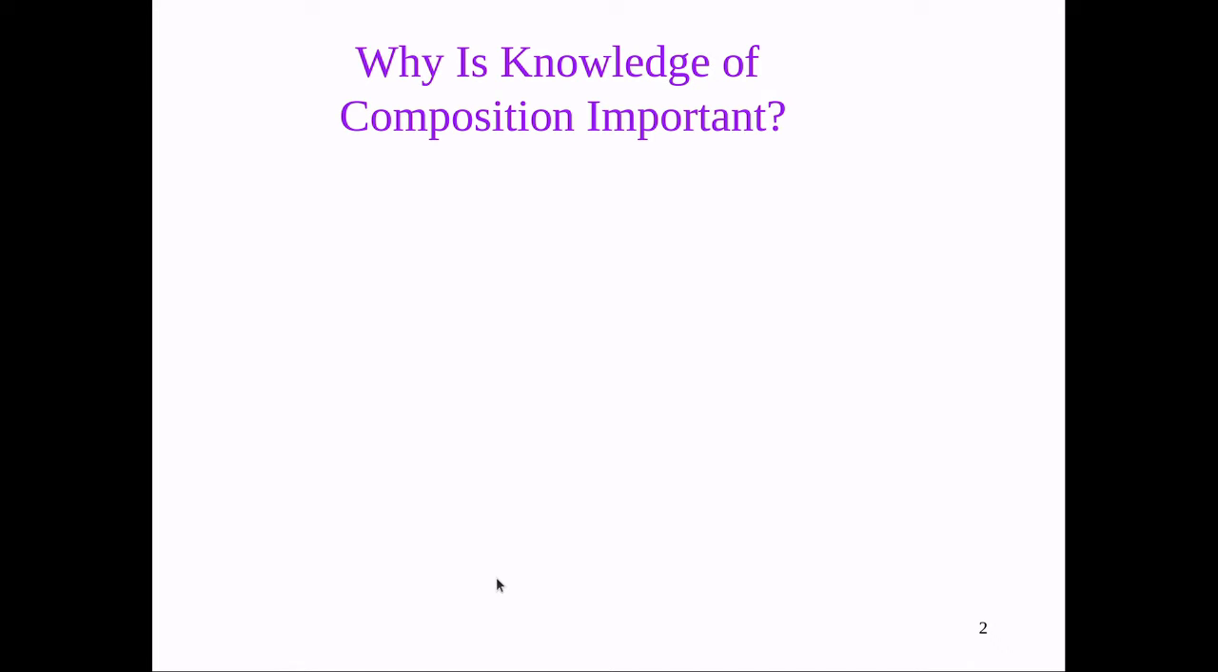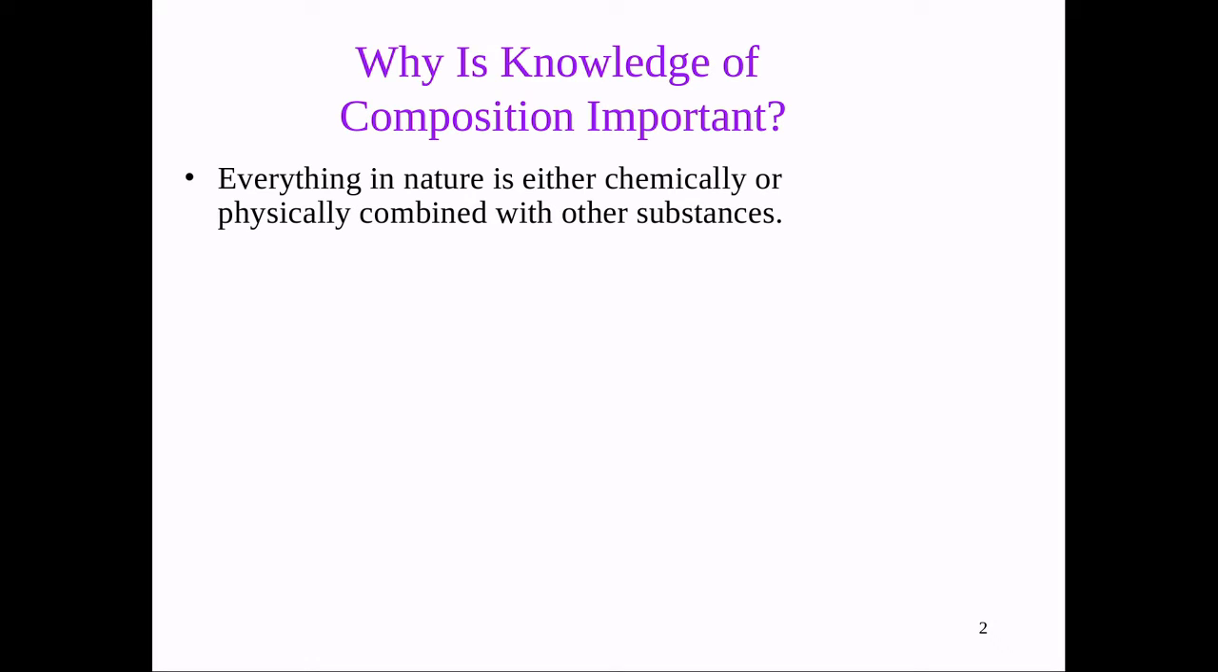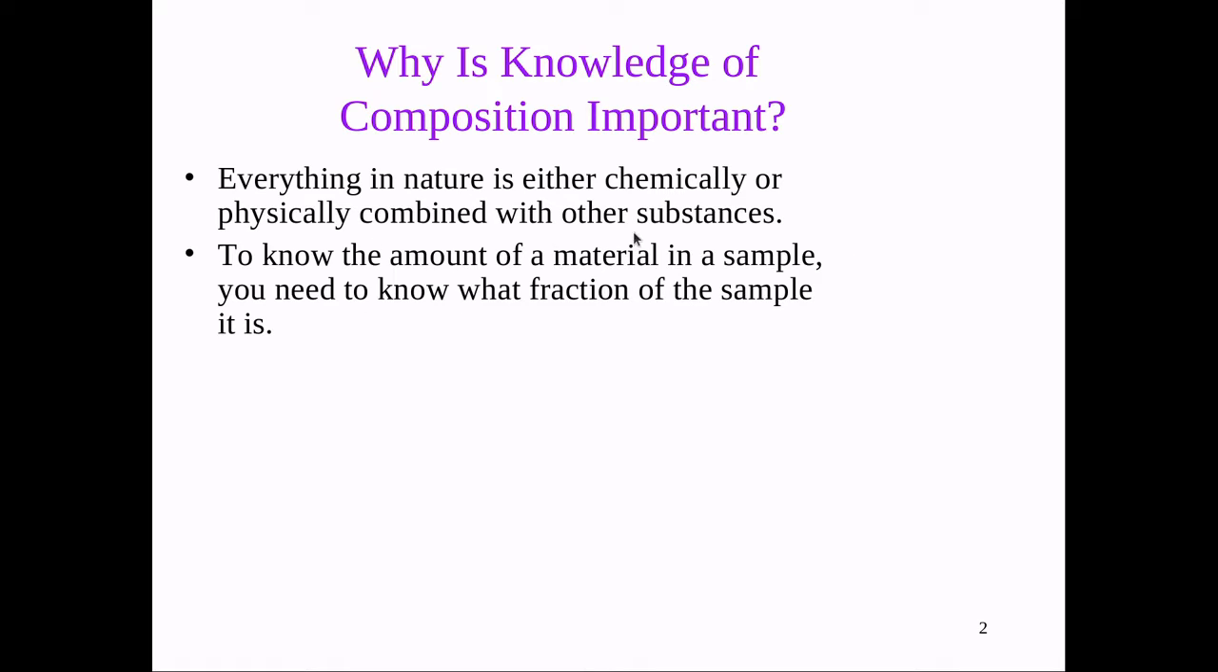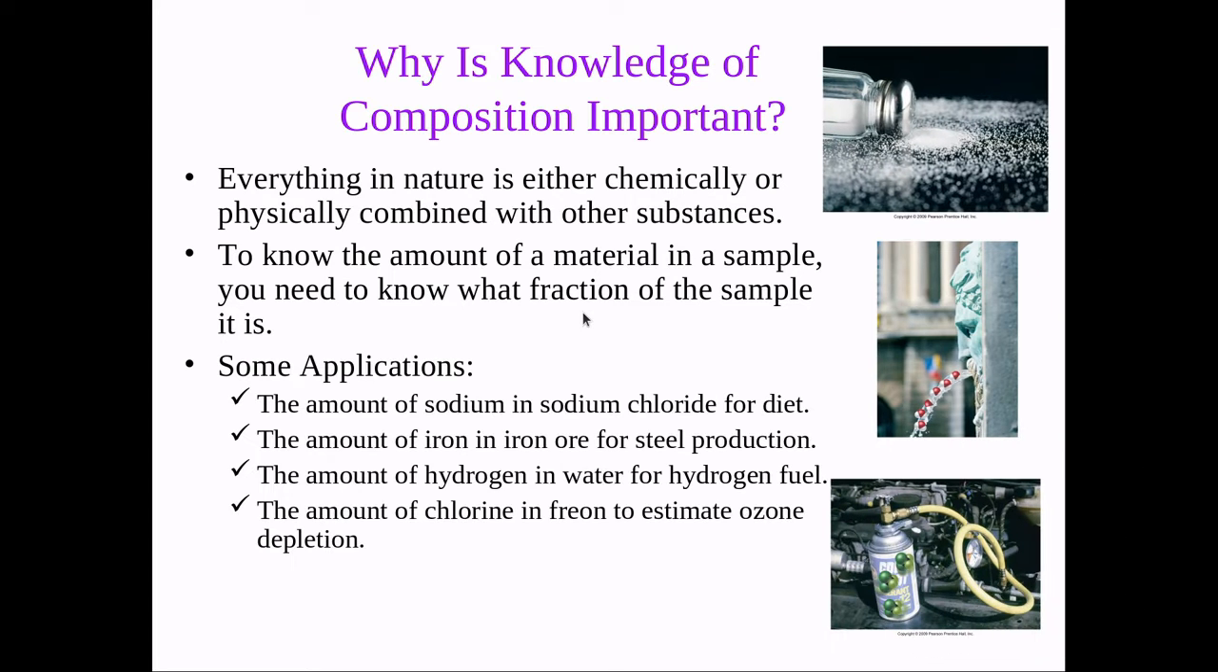So the first question to address is, why is chemical composition so important that we needed a whole chapter for it? And the reason is that everything, as we've seen in nature, is either chemically or physically combined with other substances. So it's really hard for us to measure just one thing, even though that's the thing that we're interested in. We wind up having to measure a whole bulk sample most of the time. And in order for us to know what portion of that material is the thing that we're interested in, we need to know what fraction of the material we're interested in is making up of the whole bulk material.